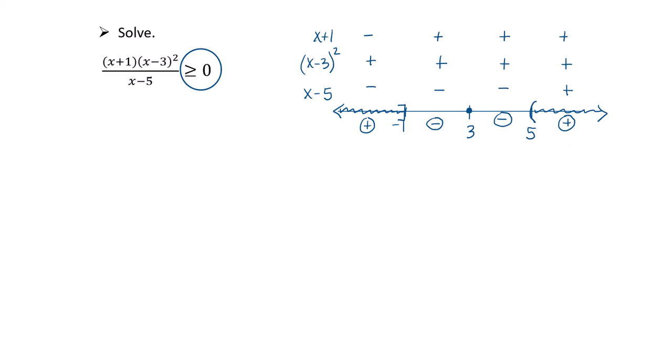So this is a curious set. We'll have negative infinity to negative 1 with a square bracket, union, curly braces with a 3, union, 5 with a parenthesis, to positive infinity.